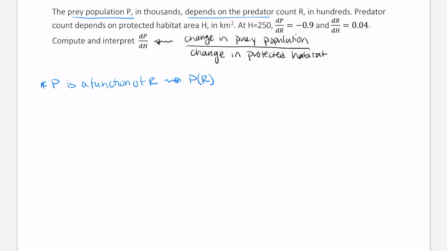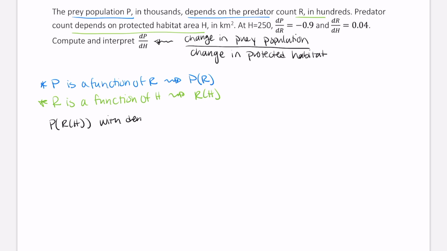Now let's take a look at R. R is the predator count, and that depends on protected habitat area. So R is a function of H. So we'd write R of H. Okay? Now, as one function, if you are curious, it would be P of R of H with derivative dP over dH, which is our goal.